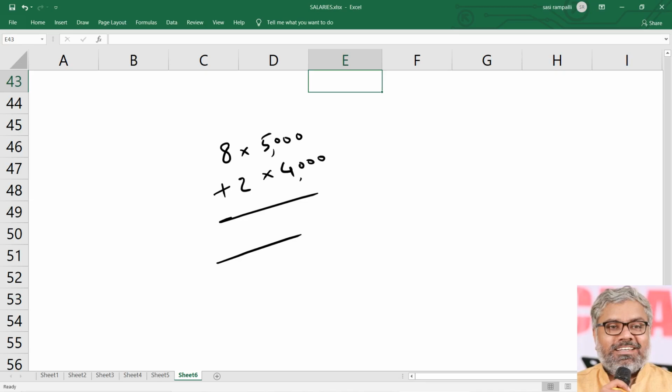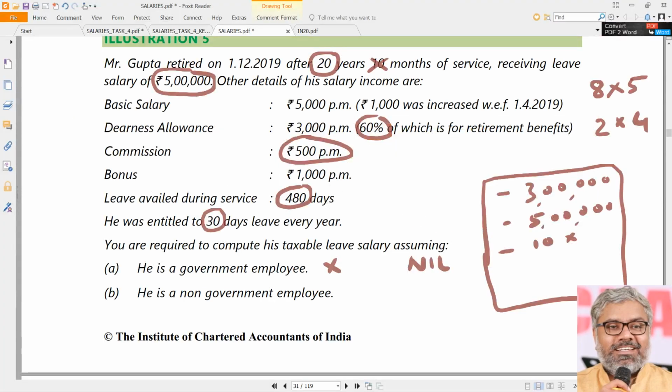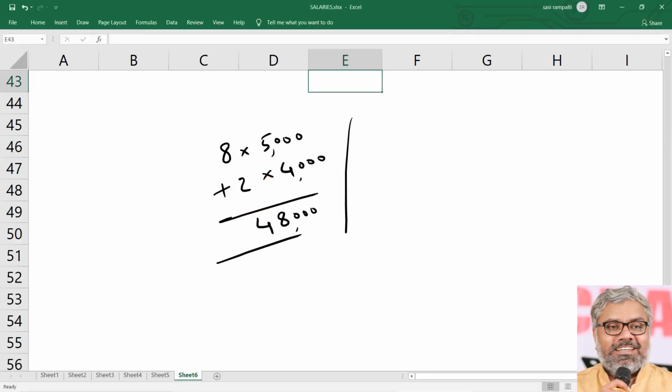48,000 is basic for the last 10 months period. That is basic only. But we have DA. DA, what is given? That is given as forming part of salary only 60%. So out of 6,000 per month, only 1,800 per month will be forming part of salary. So 1,800 into 10, that comes to 18,000, that is DA.